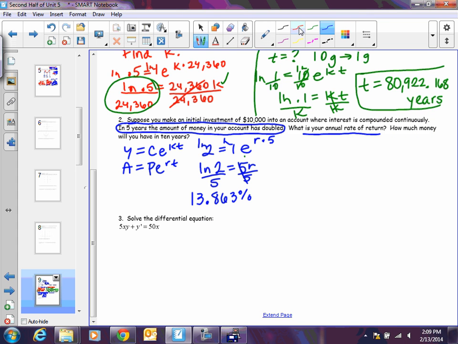All right, so moving on to the second part. How much money will you have in 10 years? That's looking for Y. If we initially invest $10,000, we know the R. It's stored right here, okay? And 10 goes here. Am I going to have to take natural log of both sides to answer this question? No. You just solve it. Just plug that in. 10,000 e to the power of 10r.